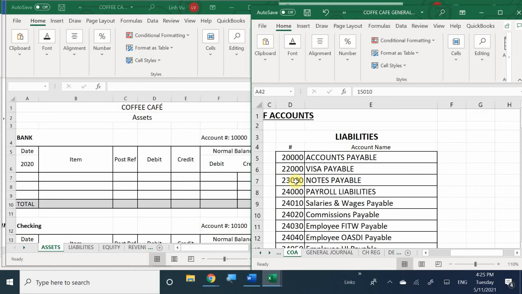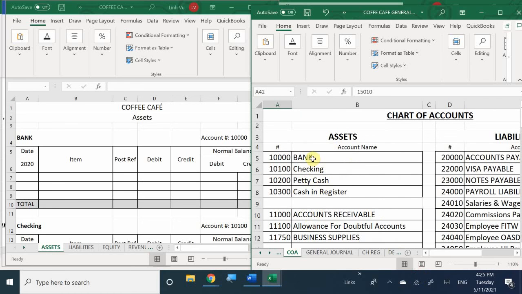But my main accounts are going to consist of capital letters. Okay? And then my sub accounts, or what breaks down my main account, are going to be capital letters but with lowercase letters as well. So in this case, my bank is going to consist of my checking account, my petty cash, and my cash in the register. So that's going to be money that I have in the bank.